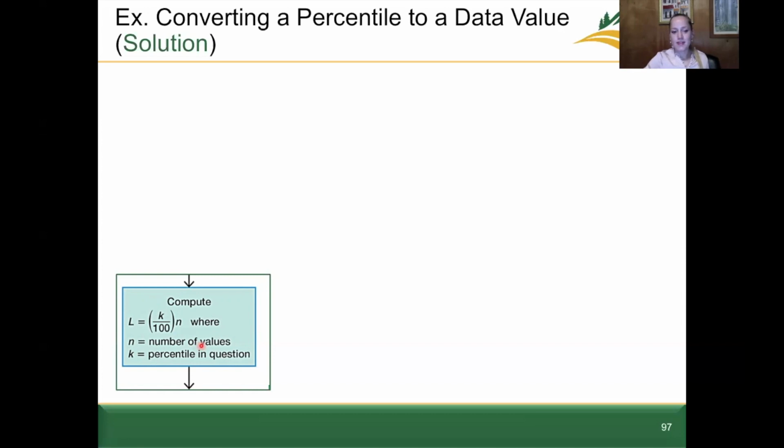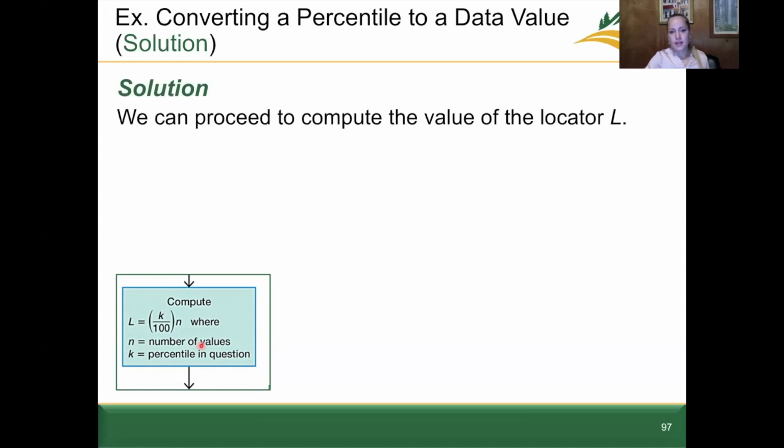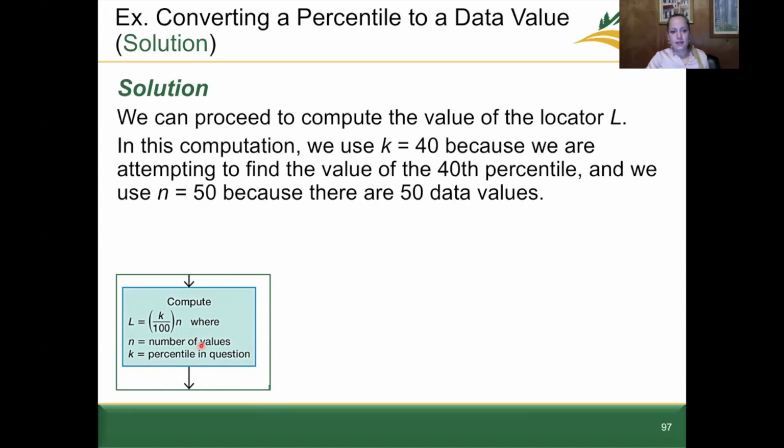So let's practice using this notation. In solving these problems, we need to figure out L, because once we know where the data point is located, then we can identify the data point. Now to figure out our other variables, k is 40, right? So k is the percentile in question.